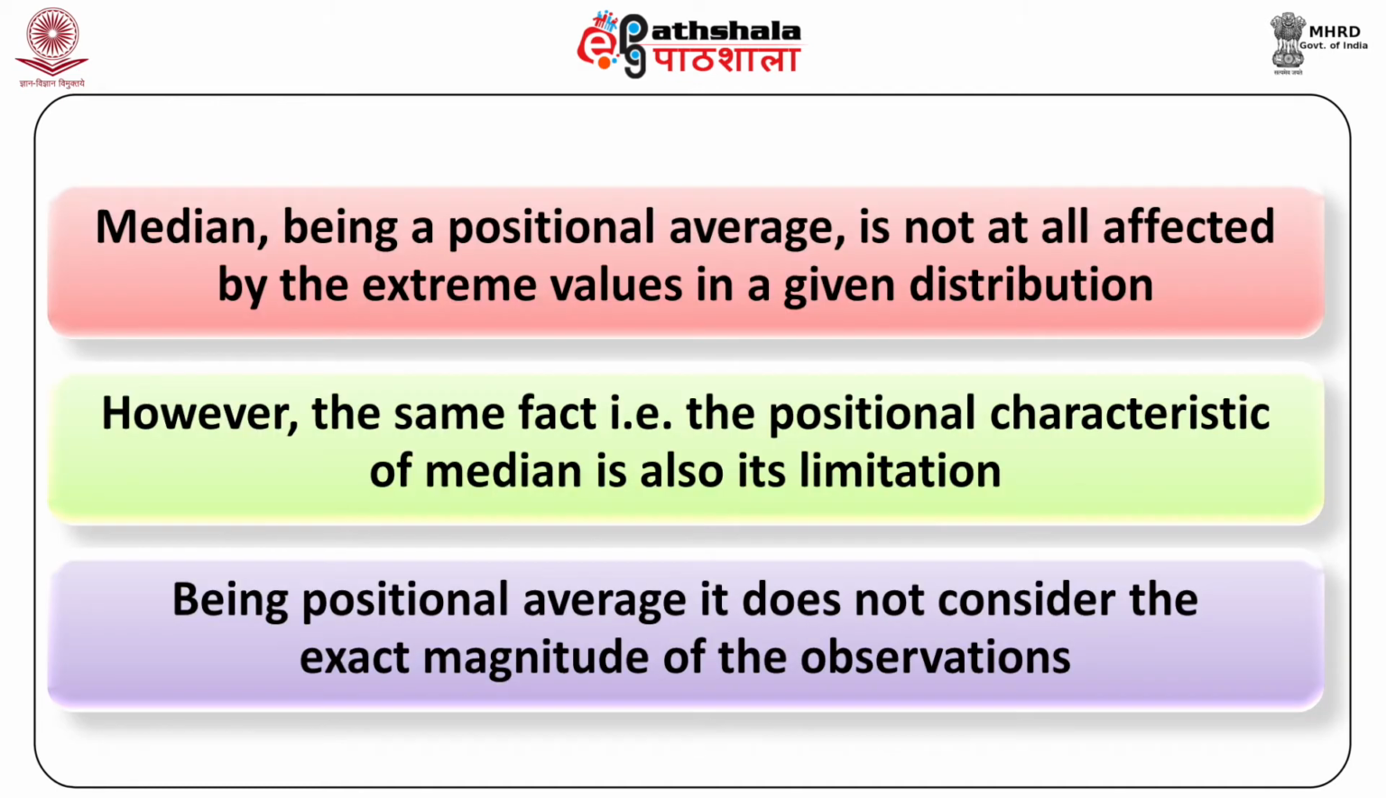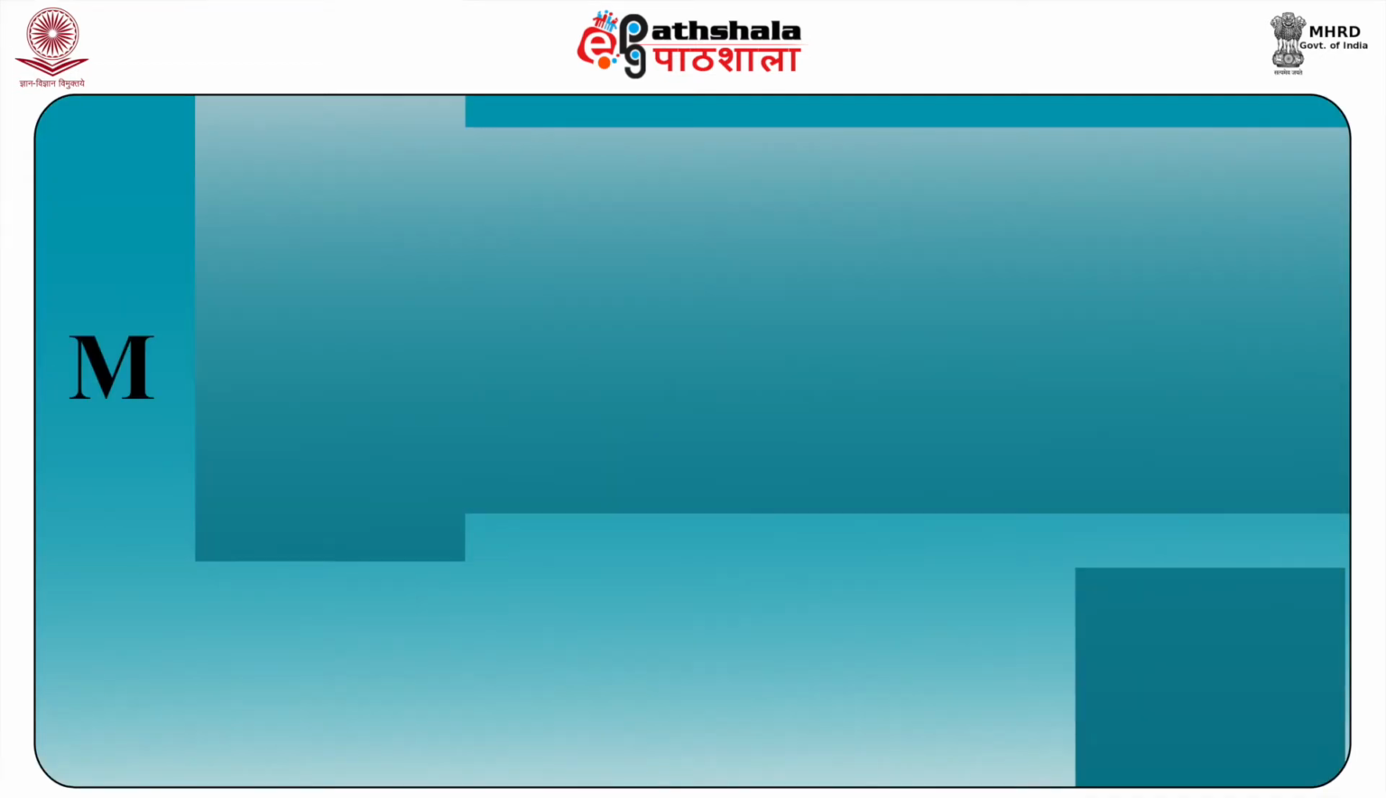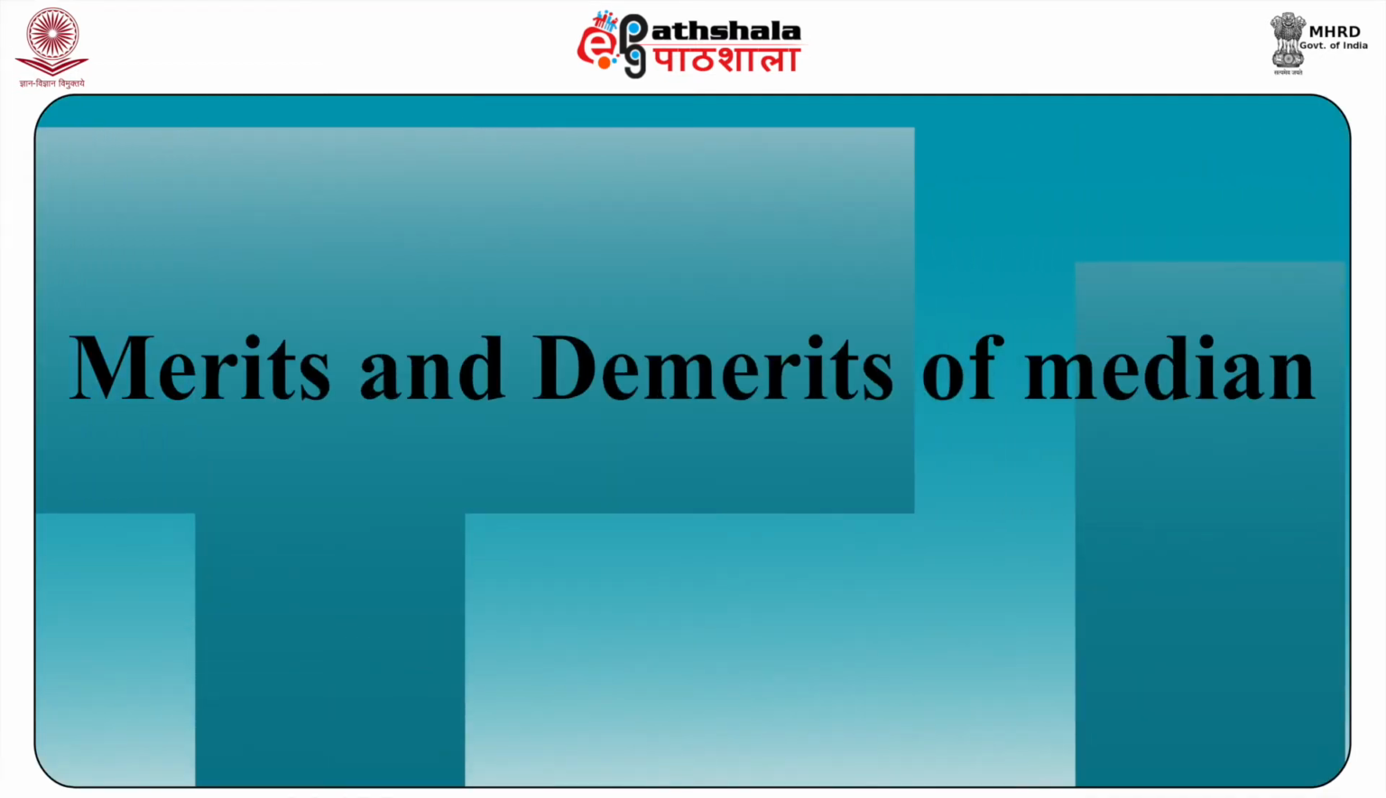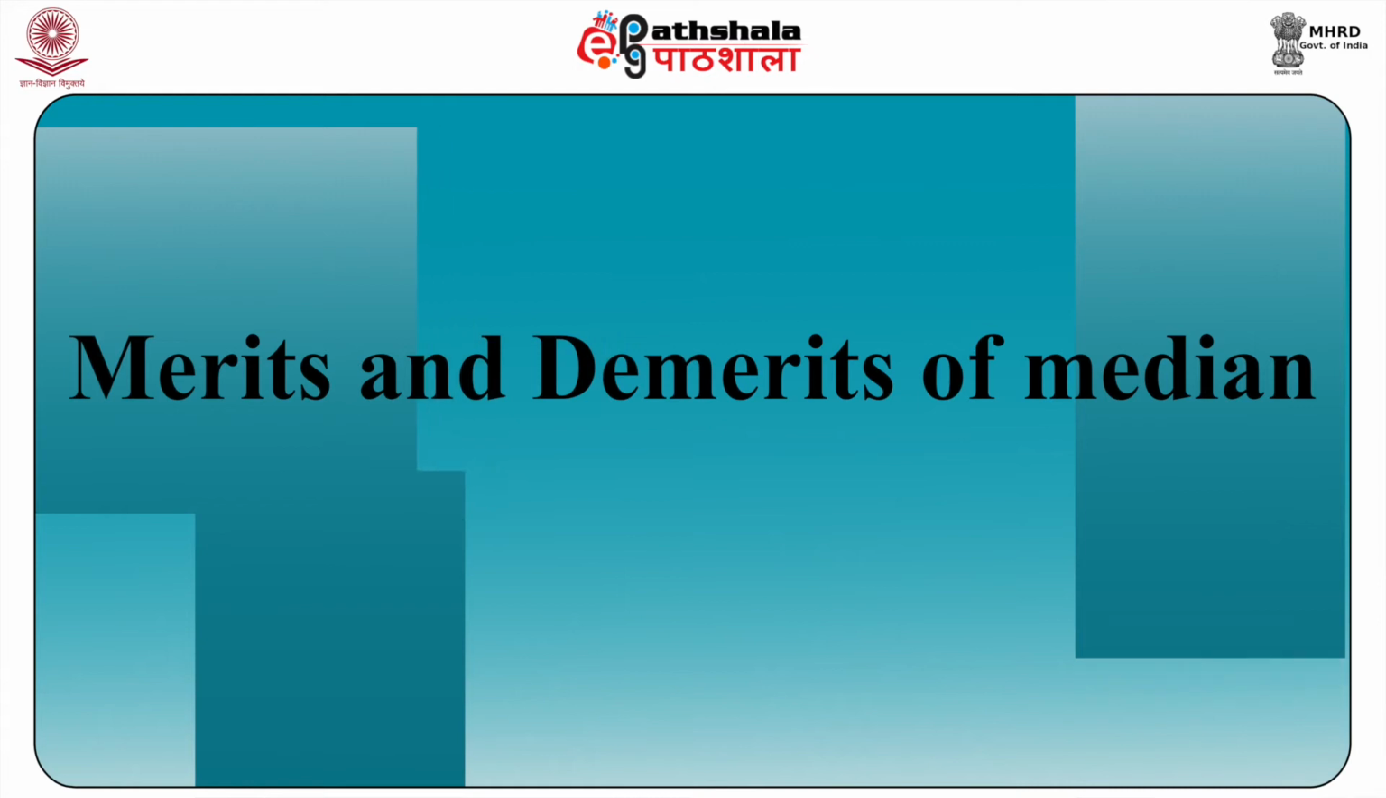Median, being a positional average, is not at all affected by the extreme values in a given distribution. However, the same fact, that is the positional characteristic of median, is also its limitation. Being positional average, it does not consider the exact magnitude of the observations. Now let us look at some of the merits and demerits of median measurements.